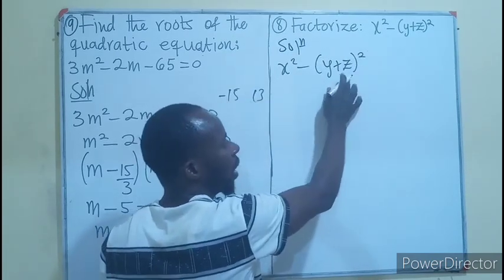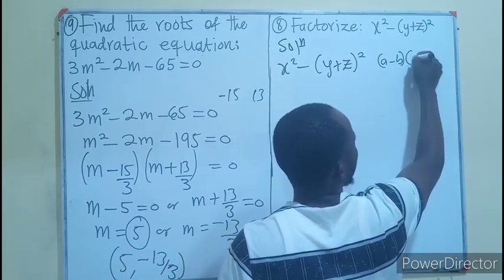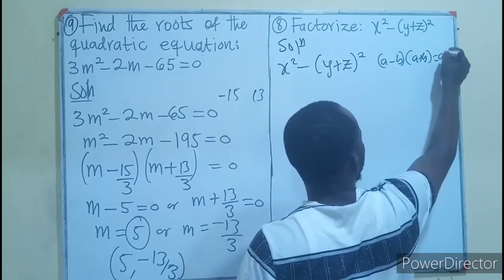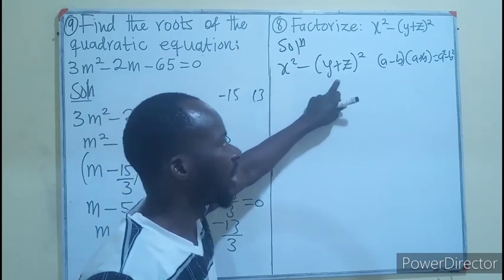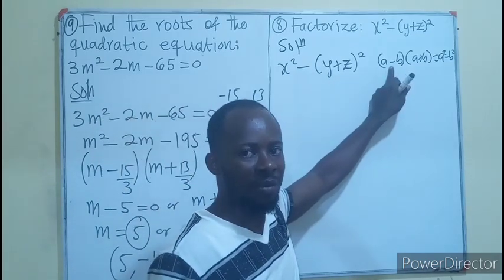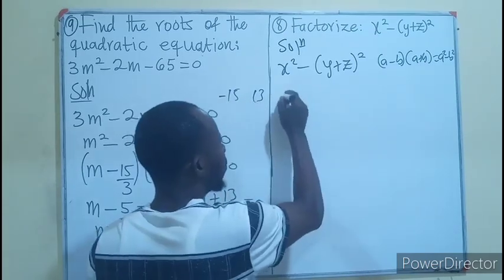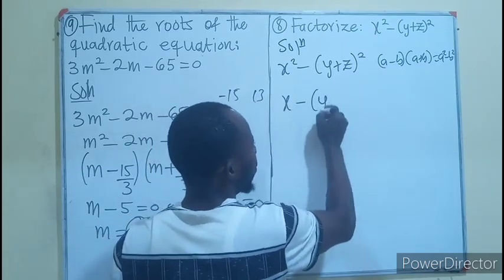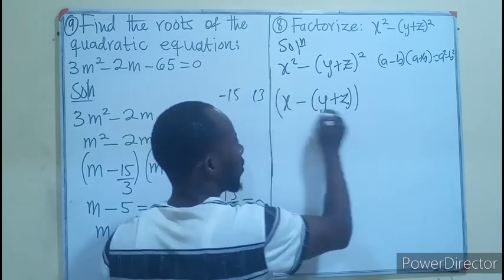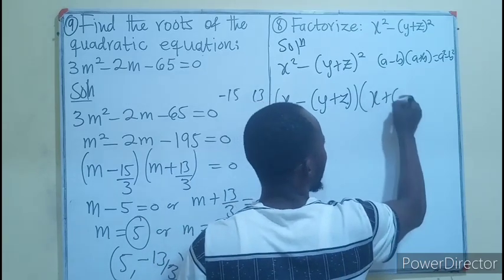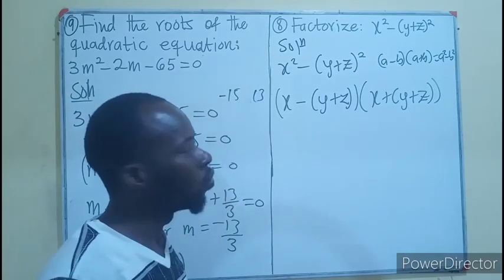In the difference of two squares, we have a minus b times a plus b equals a squared minus b squared. That is, if I have the first term squared minus the second term squared, we have the difference between the two numbers and the sum of the two numbers multiplied. So here is going to be x minus y plus z in one bracket, x plus y plus z in another bracket, as in the difference of two squares.